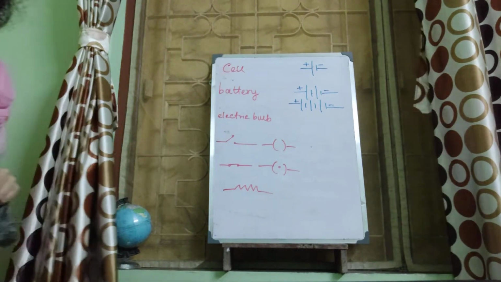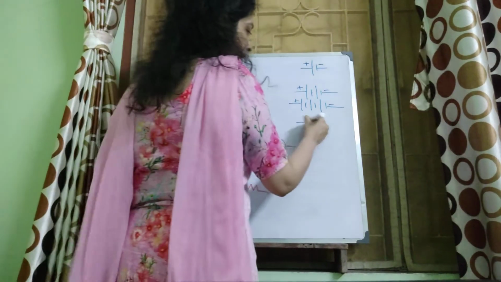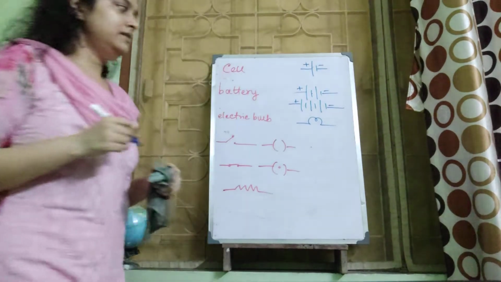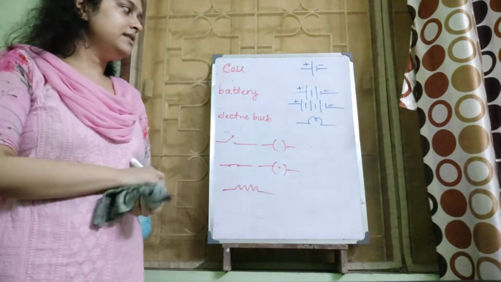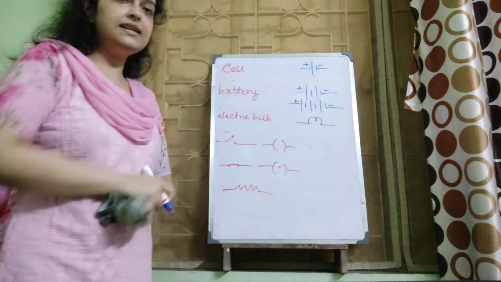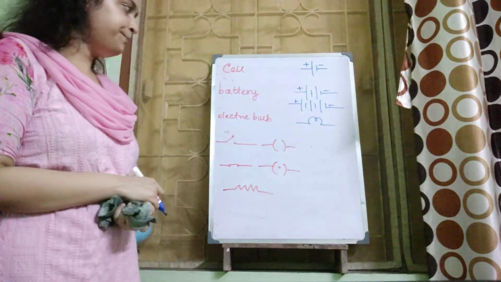Electric bulb. How do we represent the electric bulb? Simply. Isn't it very easy to represent? So, if I draw this, people will understand I have drawn an electrical bulb.